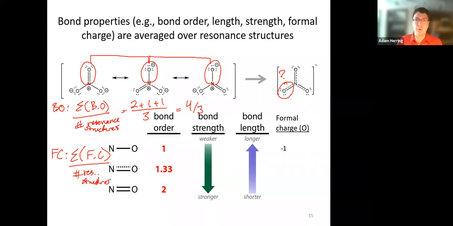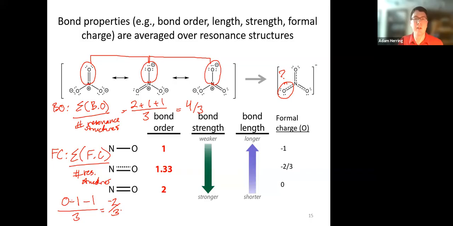So the formal charge on the NO single bond is going to be -1. And for the double bond, it's 0. So we have, from left to right, formal charge of 0, -1, -1 over 3 resonance structures, which is -2/3. And so similar to bond order, we see that the formal charge is an average of the various resonance structures.